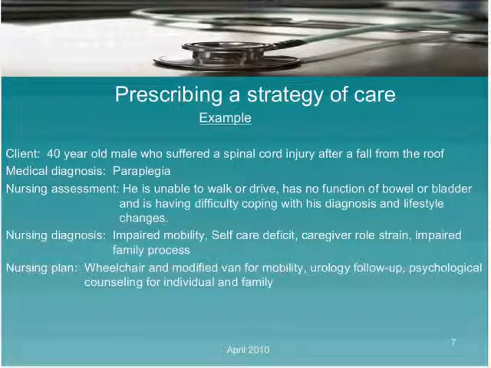As a result of being paraplegic, he needs to see a urologist. He's having difficulty coping with his diagnosis and lifestyle as a result of this medical diagnosis of paraplegia. The nursing diagnosis is impaired family process. What's my plan or my prescription, a strategy to help with this? It's psychological counseling for individual and family.